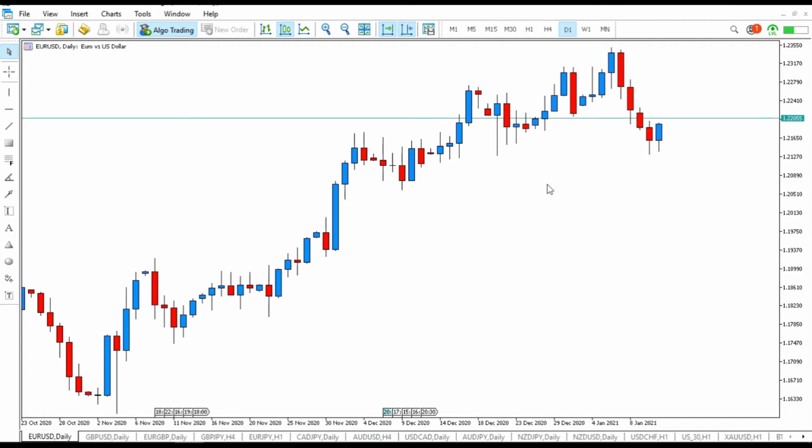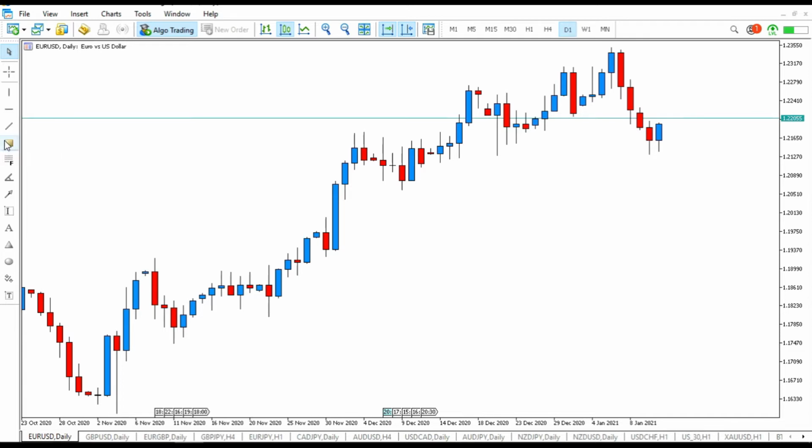So first things first, you need to understand your levels of support and resistance. Now, daily time frame is a very good time frame to look for your levels of support and your levels of resistance. So right now I'm on my daily time frame. I'm on the Euro USD. We're going to look for our levels of support and resistance together, right? So what is your resistance and what is your support?